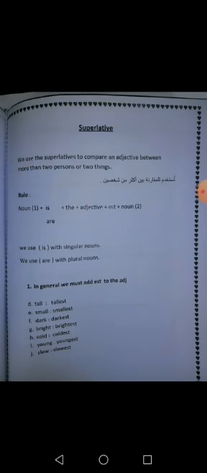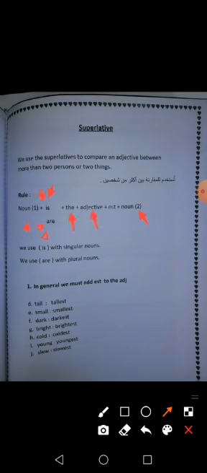So again, we use what? We use noun number one and the rest of the persons or the rest of the things. Okay, we use is and are, is with singular and are with plural. We use the adjective est or most. Okay, the most, for example, or what?